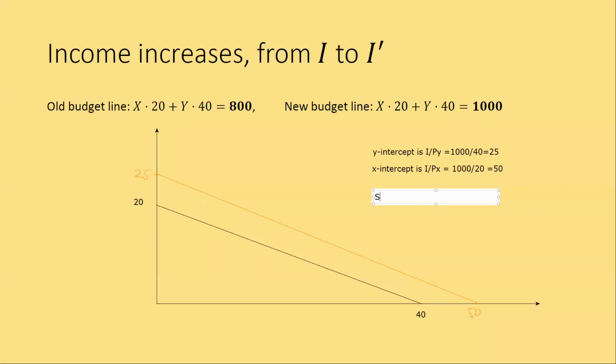Remember, the slope of the budget line is negative px divided by py. And as your prices are still $20 and $40, it is going to be negative 20 divided by 40, which is negative half. Oops, 0.5. So although your income increases, your slope does not change.